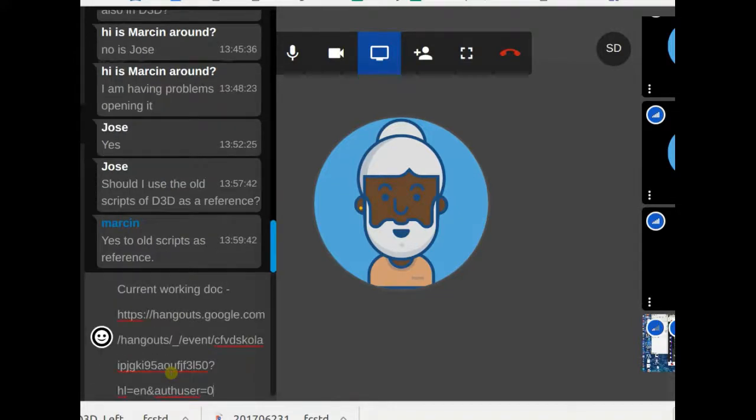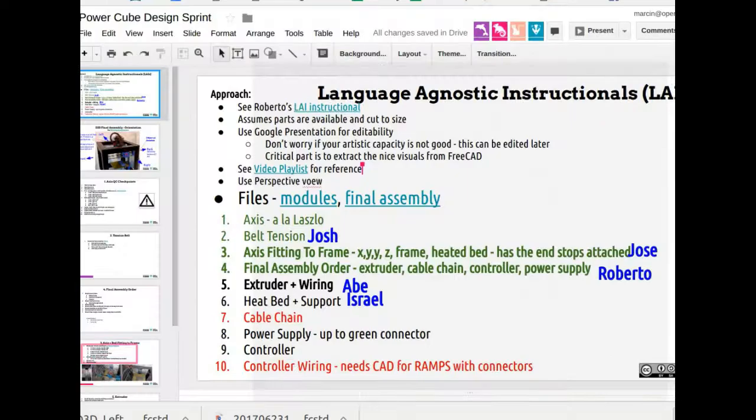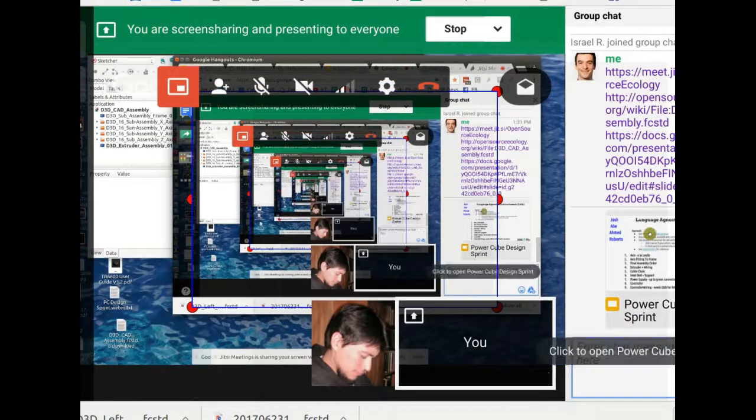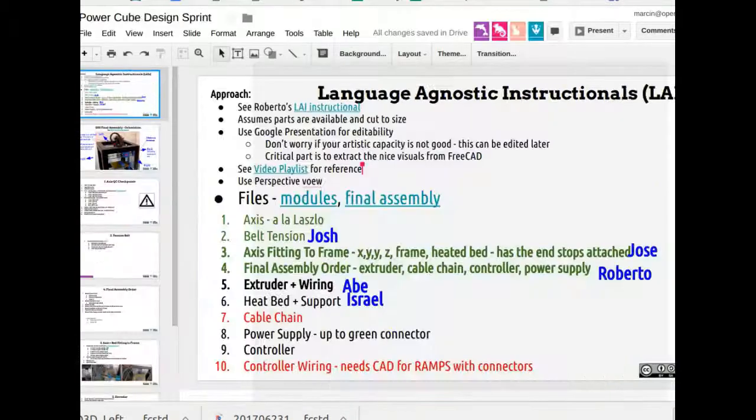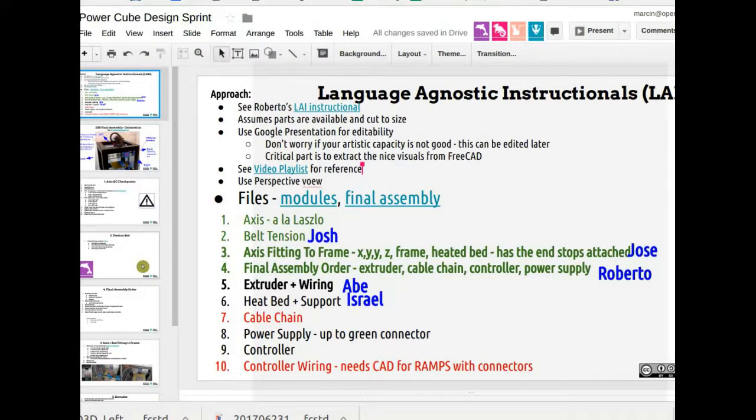So everybody's on the same page. That's the current working doc, both in Jitsi and Hangout. So take a look at that. Israel, you see it? It's in the chat box. Can you see it? Oh, wait. Is that the wrong title on that? Why is it titled Power Cube Design Sprint? Wrong title. Okay, let me make sure. Yeah, that's the right document.